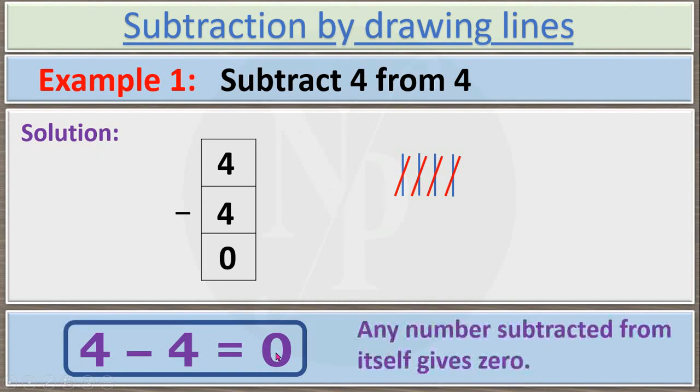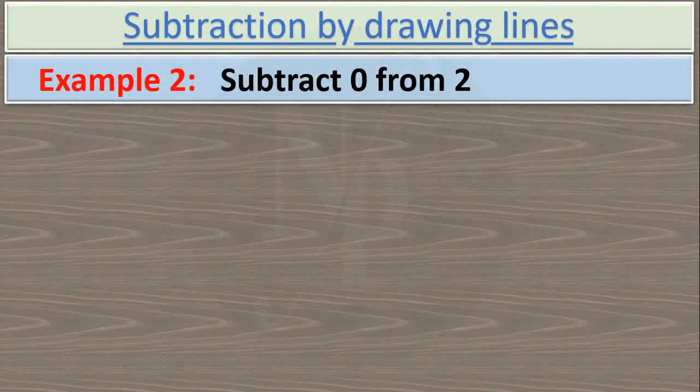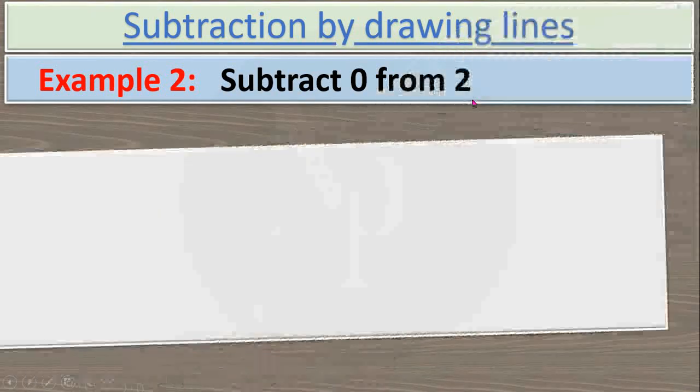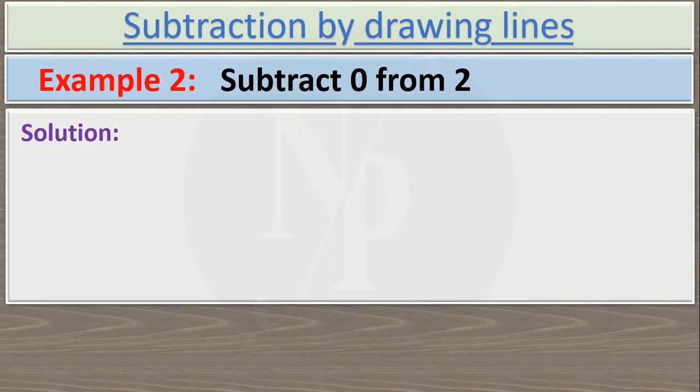You remember this: any number subtracted from itself gives 0. ಅಂದರೆ ಯಾವುದೇ ನಂಬರನ್ನು ಅದೇ ನಂಬರಿಂದ ನಾವು ಕಳೆದಾಗ ನಮಗೆ 0 ಬರುತ್ತೆ. So subtracting any number from itself gives us 0. Let us take one more example here. Subtract 0 from 2. That means we have to subtract 0 from 2. ಎರಡರಿಂದ ನಾವು 0ಯನ್ನು ಕಳೆಯಬೇಕು. We will write down the given numbers.